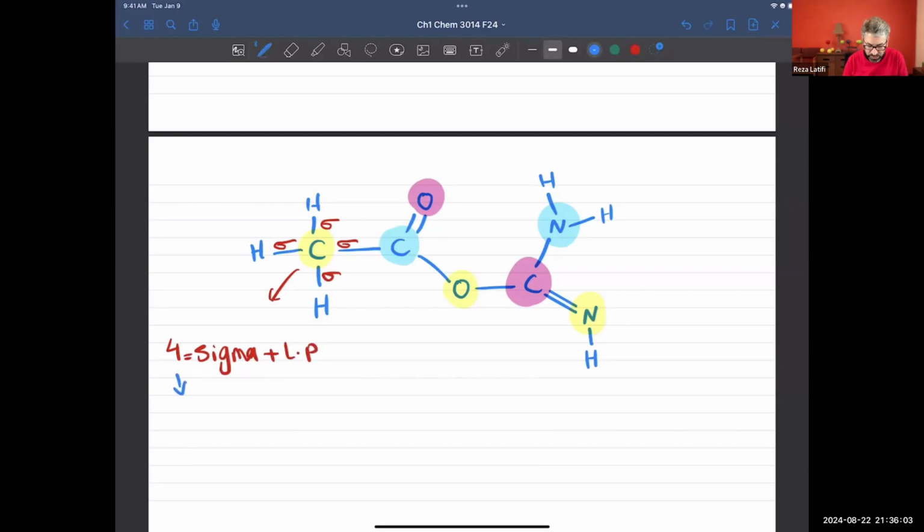So what's going to be the hybridization? Always S1. You need to add something to S, and you need to add a 3 to it, and that's going to be sp3. So the hybridization will be sp3.